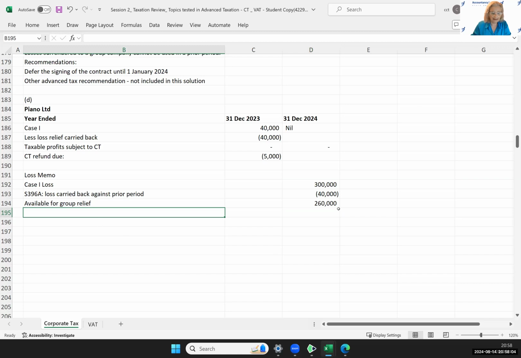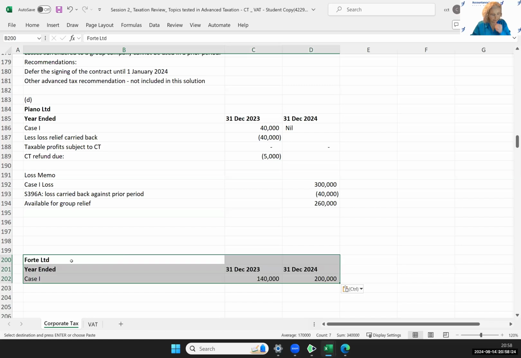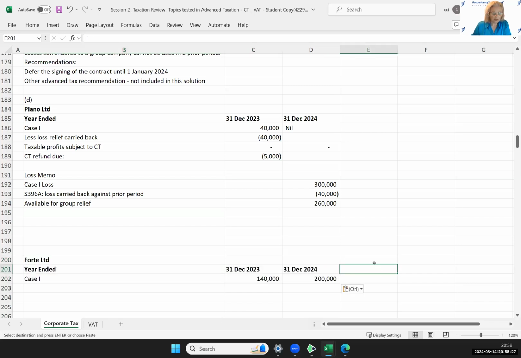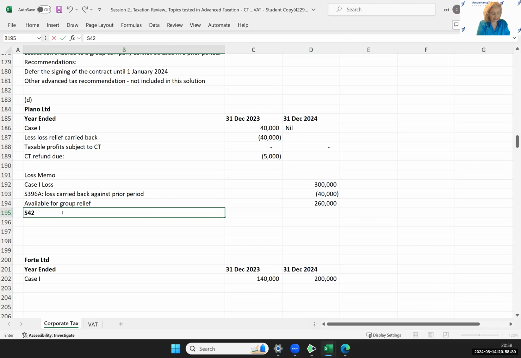Okay. And because it's available for group relief, we can then go and surrender it to our group company. Who is our group company? The other company, Forte Limited. So let's just get the information down about Forte Limited. So we know Forte Limited had its case one income of 140 in 2023 and 200,000 in 2024. Under section 420A, we can surrender some of Piano's losses to Forte.